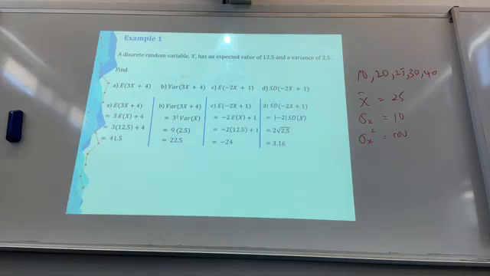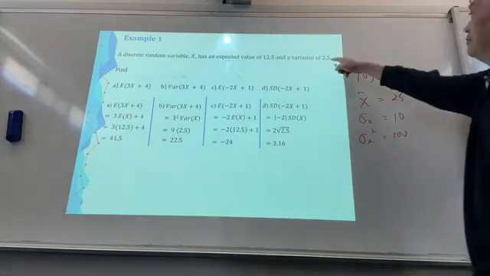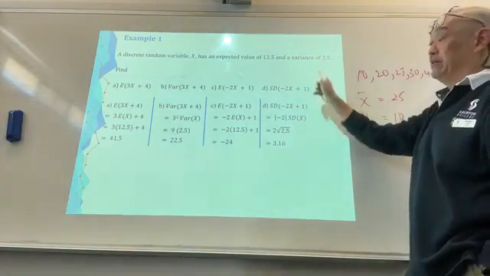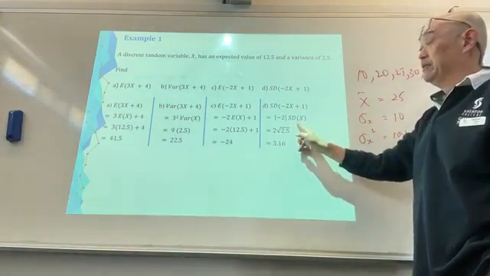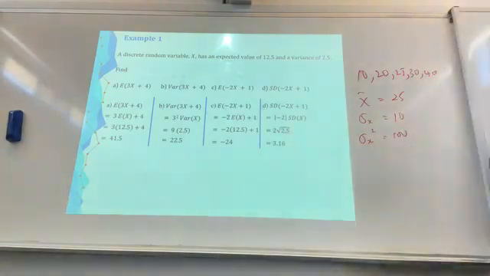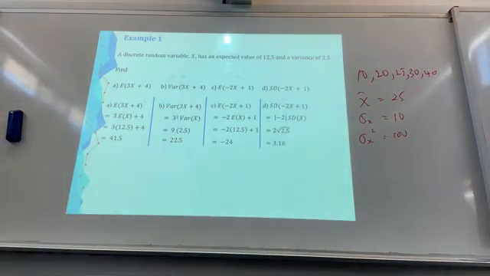The variance is 2.5. So I need to take the square root of the variance because it's the standard deviation. So it's 3 times the square root of 2.5. That's root 22.5.